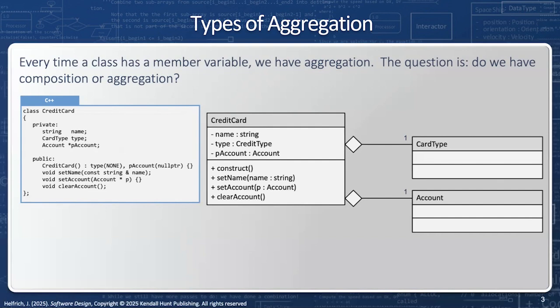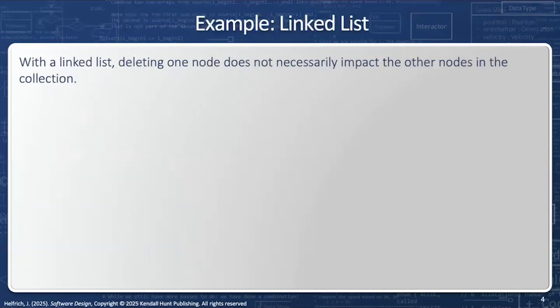The credit card type, I create and destroy it. With the account, I don't necessarily do so. Therefore, since I do create and destroy the type, then I'm going to make this composition rather than aggregation. Because remember, composition is a special type of aggregation. Let's take a look at another example. With a linked list, deleting one node does not necessarily impact the other nodes in a collection.